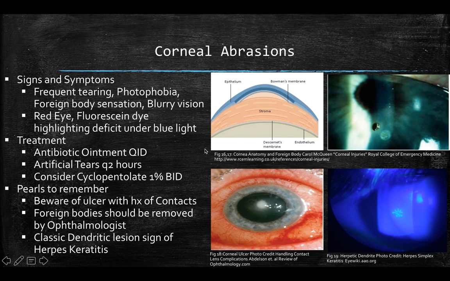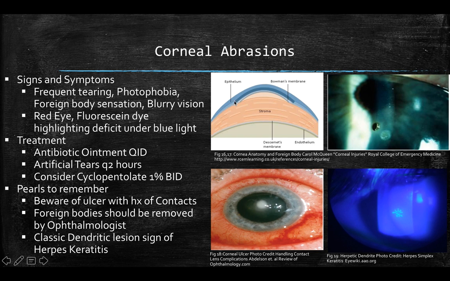So you need to think a little bit about the anatomy of the cornea to understand how to work this up. There's 5 basic layers of the cornea. You have the epithelium, you have Bowman's layer, you have stroma, which makes up the bulk of the cornea. You have Descemet's membrane, and you have the endothelium. When you're trying to distinguish whether someone has a corneal abrasion or a corneal ulcer, keep this anatomy in mind.